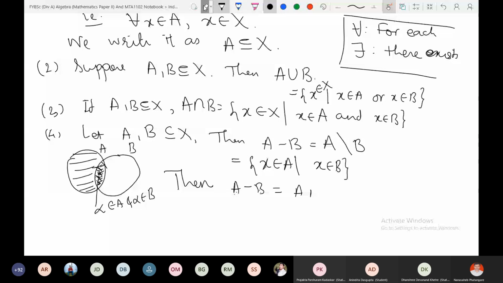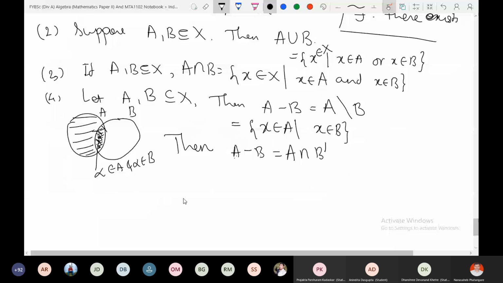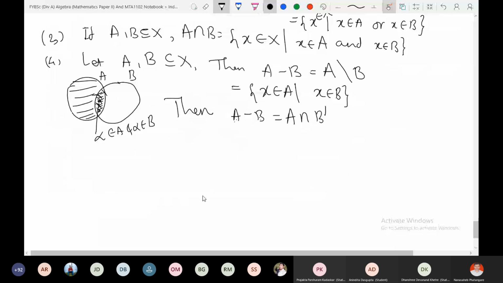Can I write it in some other way, a different way, this A minus B? A intersection B complement. Very good. So A intersection with B complement, because whatever is outside B, that is B complement, its intersection with A. Very good. So that is what the intersection of sets is.